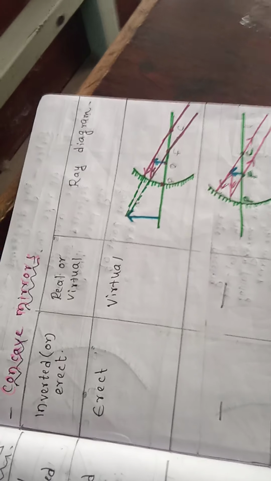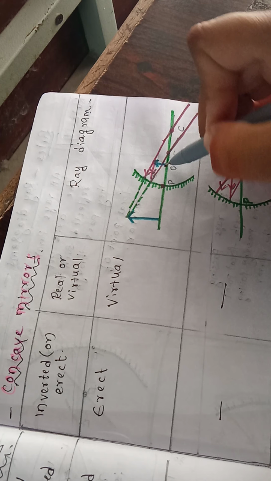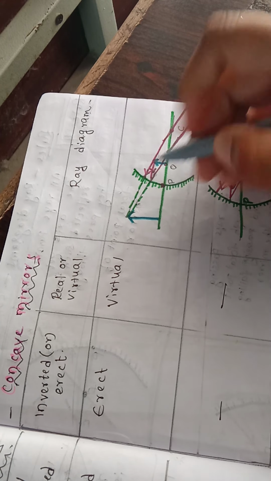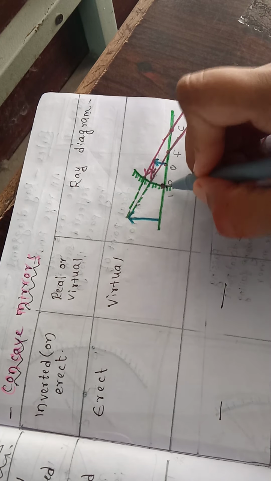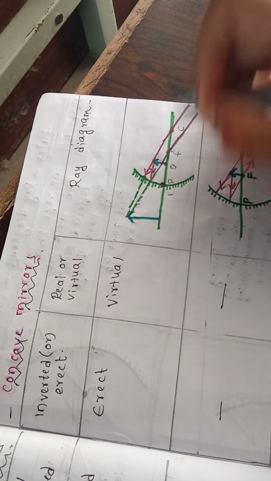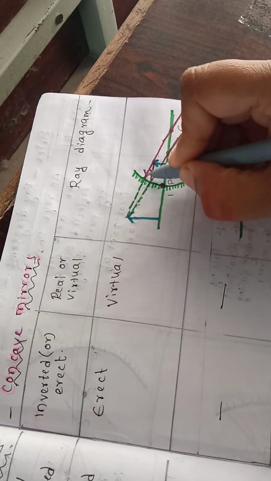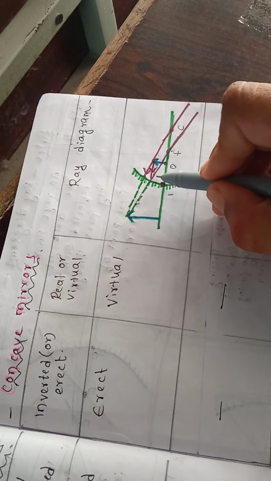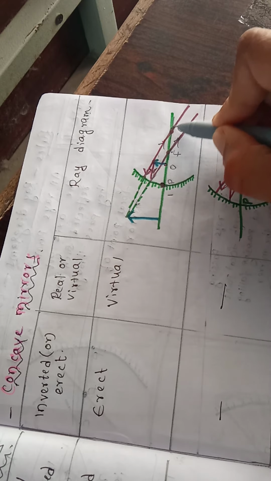See here, this particular object is placed between the pole of the mirror and the principal focus. We kept the object between pole and principal focus. Now these are the rays incident on the mirror. Next, they reflect back in such a way. These are the reflected rays.